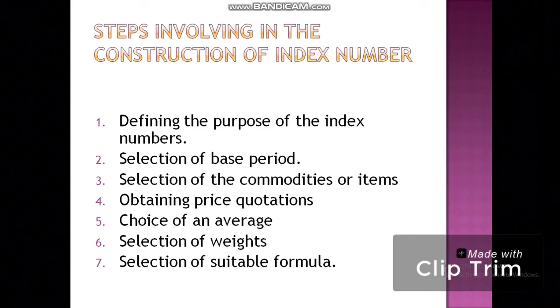So I hope you have understood. So basically the formula is selected based on the availability of the data. So these are the 7 steps in the construction of index numbers.